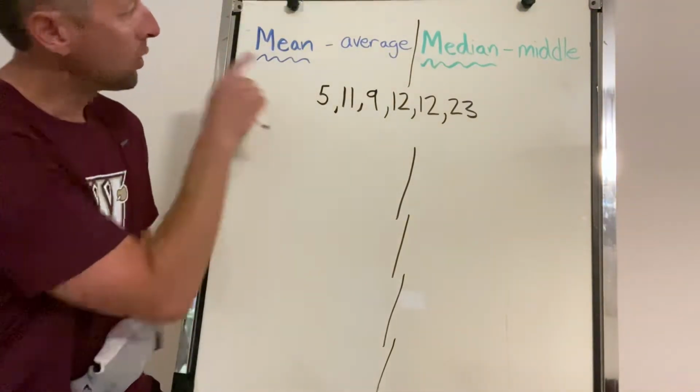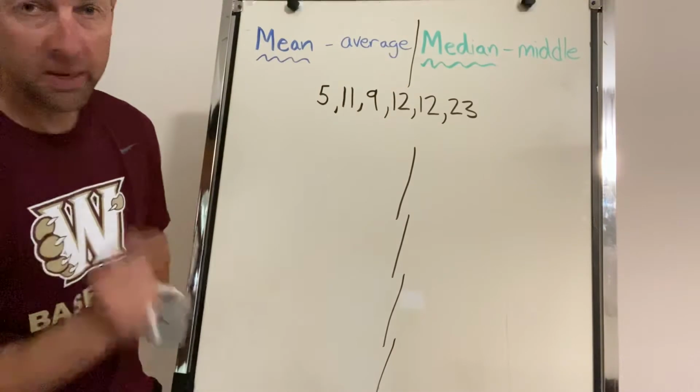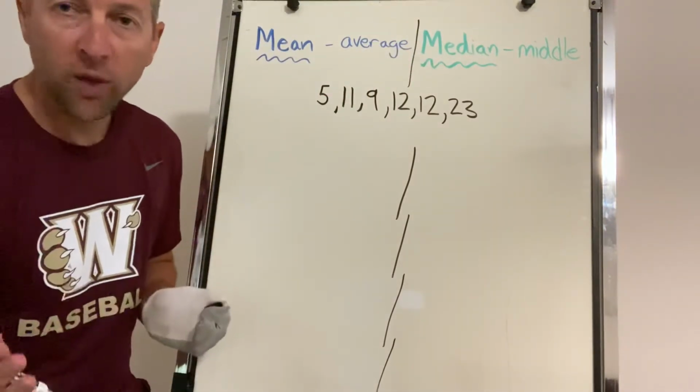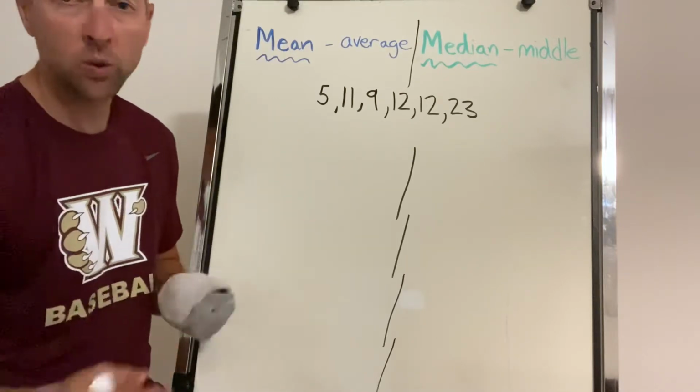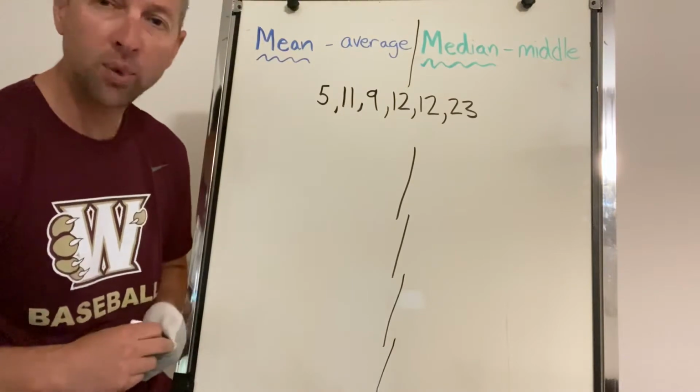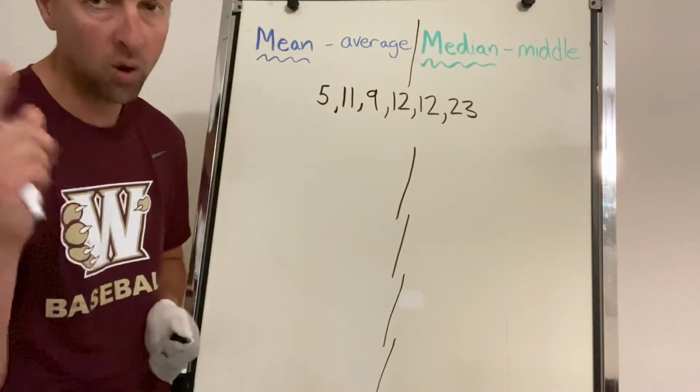All right, mean, where we find the average, median, where we find the number in the middle. I know we've gone over this once already, but I wasn't there, so I want to make sure that you've got it. And this is going to be just a quick review. And then, like I said, we'll have some practice problems at the end. All right, so let's start with the mean.